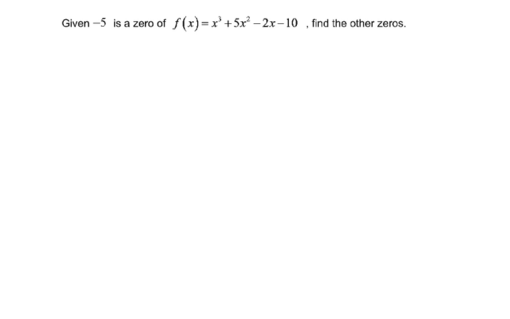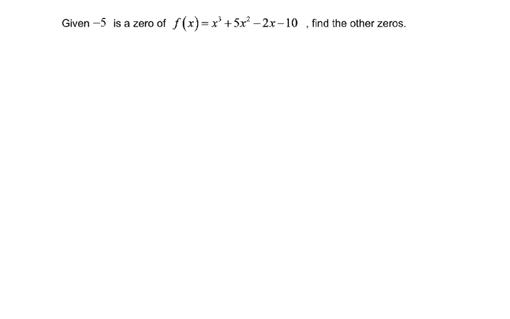So we're going to do another problem here talking about factoring polynomials to find zeros. In this case, the problem says given that -5 is a zero of this polynomial function, f of x equals x cubed plus 5x squared minus 2x minus 10, we need to determine the other zeros.